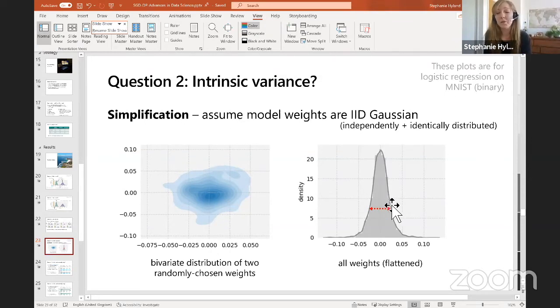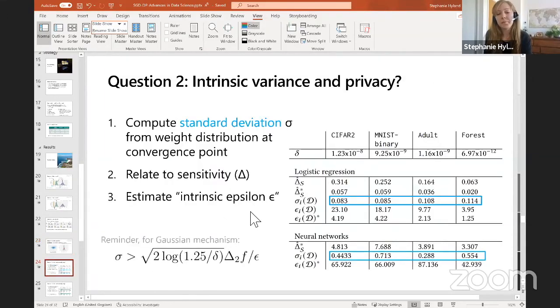So having done this, this is plotting the flattened distribution over all the weights. It looks kind of Gaussian. It's maybe a bit more heavy-tailed. What we want to compute is something along the lines of this red line, which is the variance. So we can do this for our 4 data sets, and then we can relate it to the intrinsic privacy. The first thing is we compute, as I mentioned, this standard deviation from the weight distribution. I'll also point out at this point that everything has to happen at convergence, because obviously if your model has overfit horrendously, you're not expecting to have a lot of privacy.